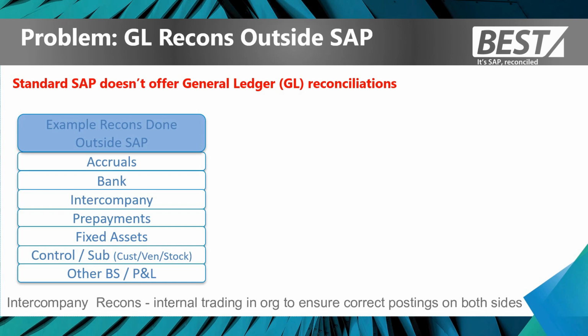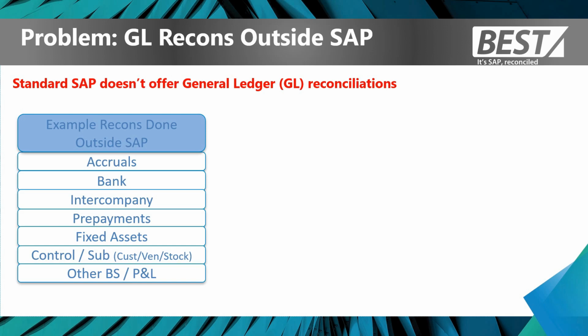Intercompany reconciliations are often one of the biggest pain points. And these are required where you're internally trading within your organization to ensure that you're making the postings on both sides. Whether the intercompany is between companies or say within the same company code but between profit centers, or simply between an internal customer and an internal vendor.